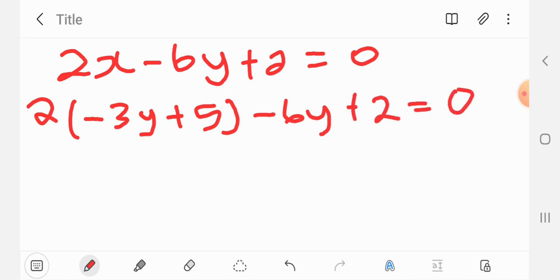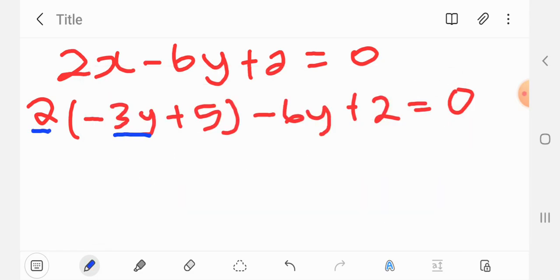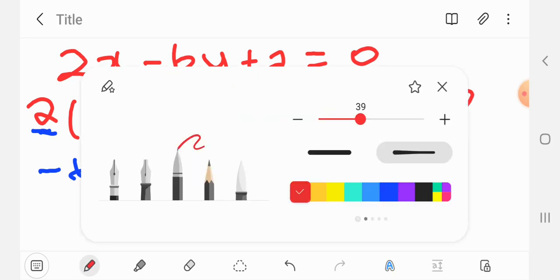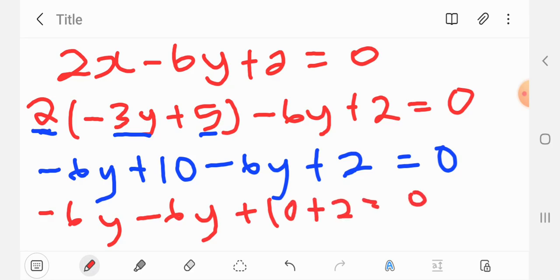So you are going to take this 2 multiplied by negative 3, that is negative 6y. We're going to take the 2 multiplied by 5, then that would be plus 10. And then we take the minus 6y plus 2 equals 0. Okay, so what happens next is that we take the like terms, negative 6y minus 6y plus 10 plus 2 equals 0. So negative 6y minus 6y is negative 12y plus 12 equals 0.